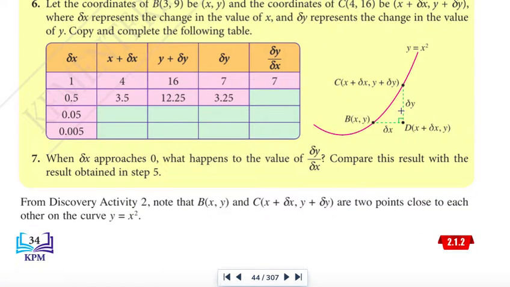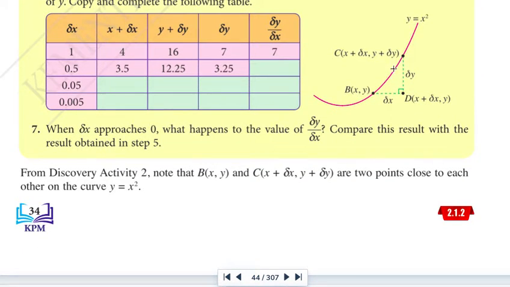From B, this is x and y. It plus a very small change. Become x plus delta x, y plus very small change plus delta y. So this is very small, meaning 0.0001 here. Alright, so the gradient will be this over this, right?